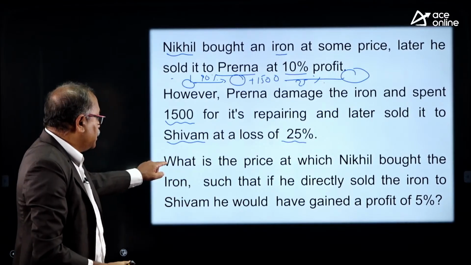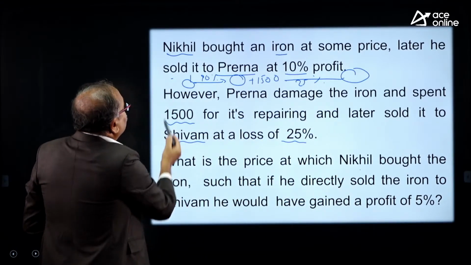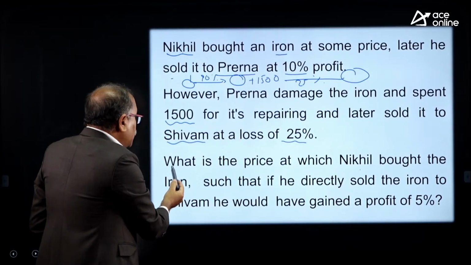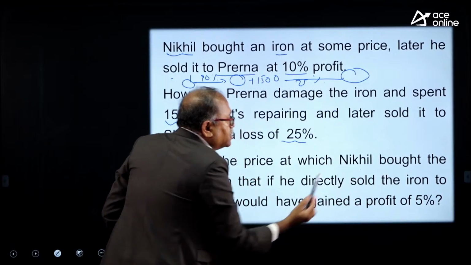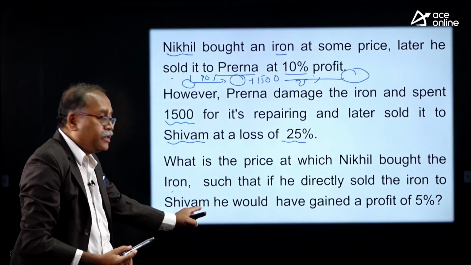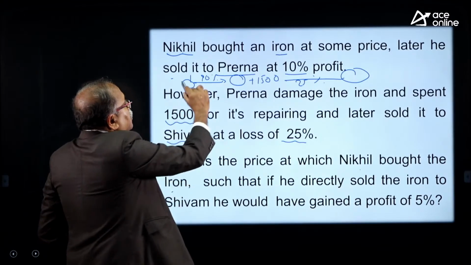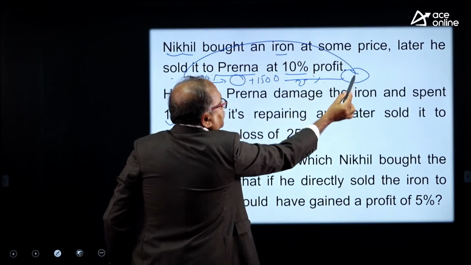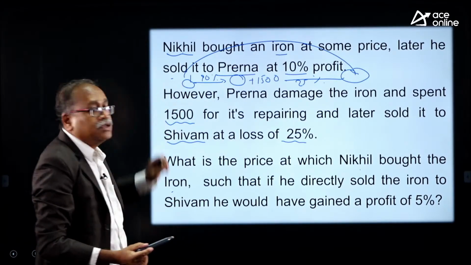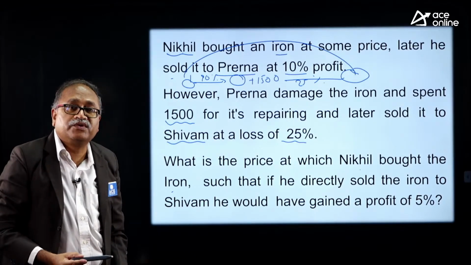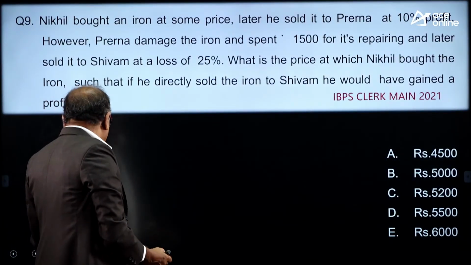Now, the main question is, what is the price at which Nikhil bought? Nikhil is the very first person. If Nikhil had directly sold the iron to Shivam, he would have made a profit of 5%. So, what would have been his cost price? Beautiful question, my dear friend. You cannot directly answer this question by simply putting in a formula.